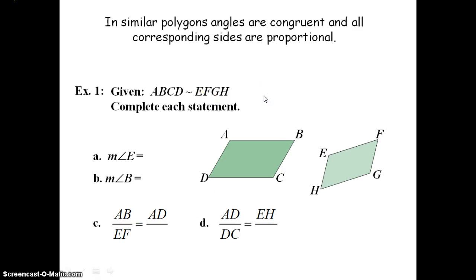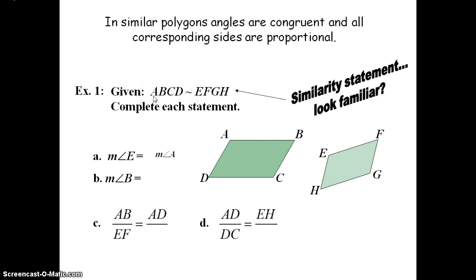In similar polygons, angles are all congruent and all corresponding sides are proportional. Given that figure ABCD is similar to EFGH, complete each statement. So angle E is going to be congruent to angle A because they're both in the first positions. Angle B is going to be congruent to angle F. So this works just like a congruent statement, except it's a similarity statement. That's why it looks familiar.